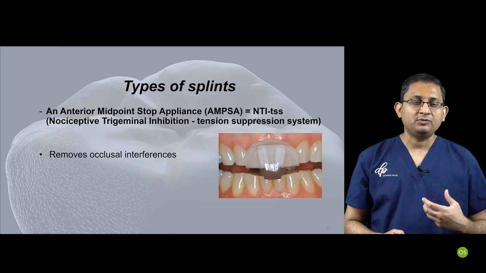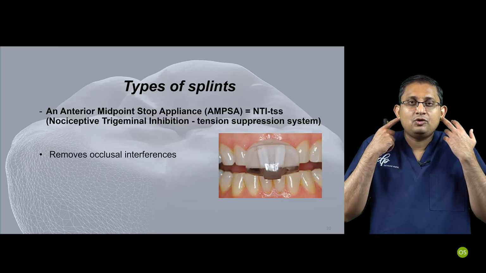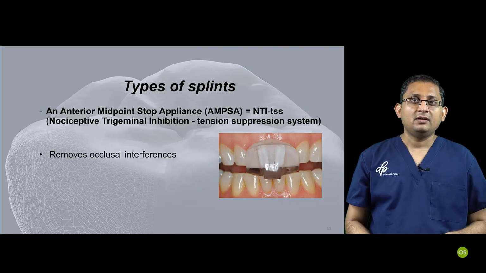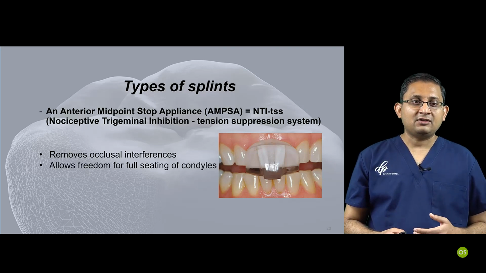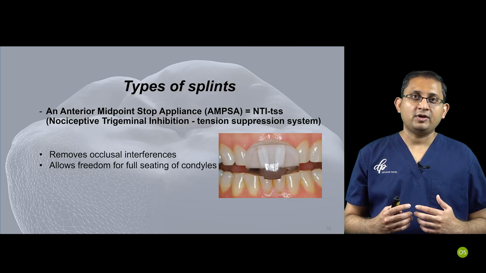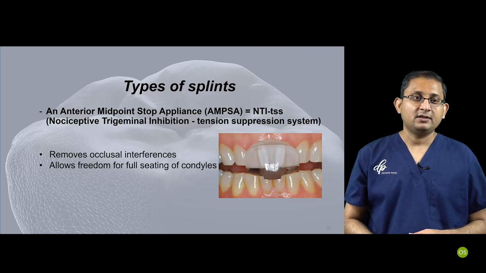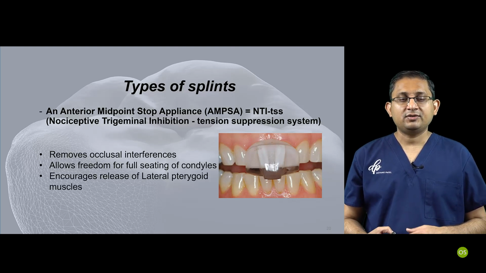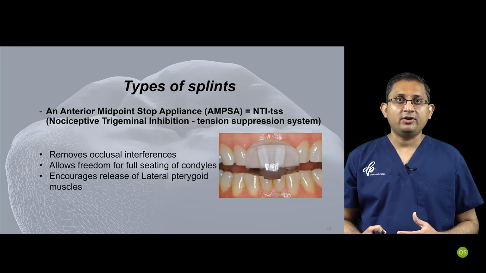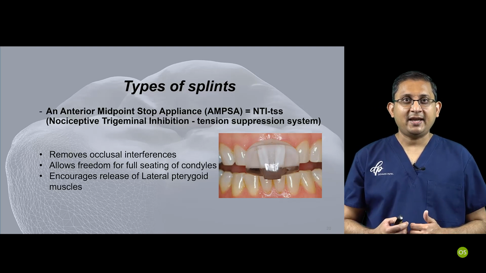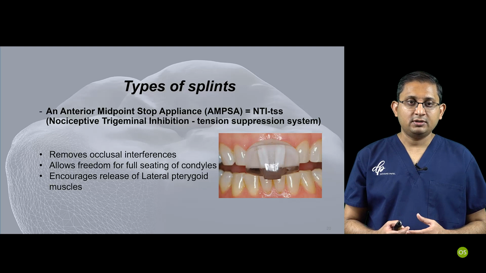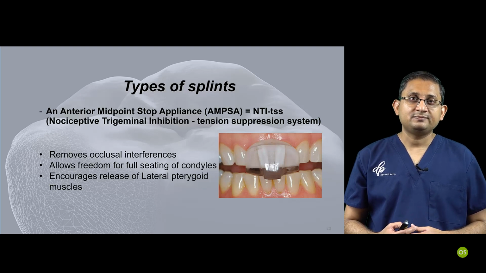What it does is remove occlusal interference, because there is no posterior contact. It also allows freedom for full seating of the condyle, so it's a permissive splint. It encourages release of the lateral pterygoid muscles and releases the pain. So it's a really good short-term appliance.